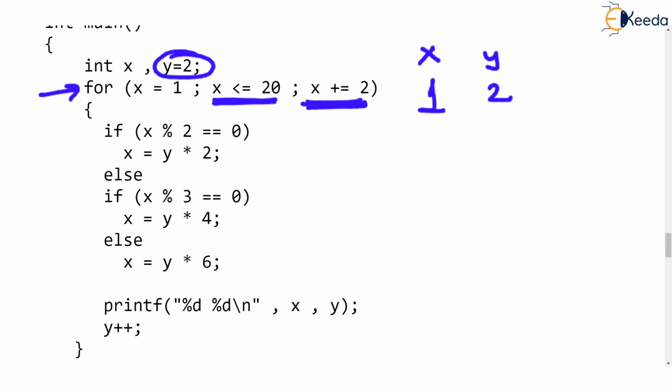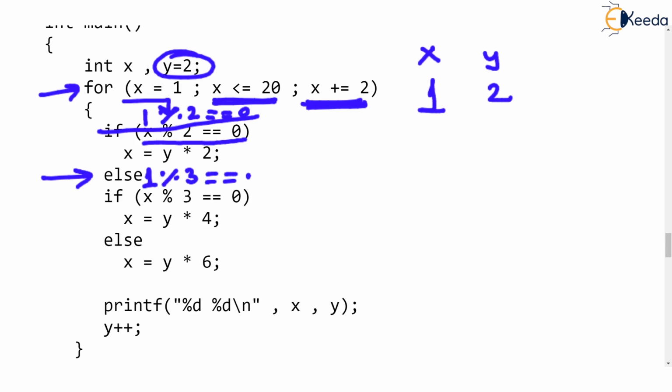Okay. So loop starts with x equal to 1 and we are checking is x percent 2 equal to 0. Now observe 1 % 2 equal to 0 is false because 1 % 2 is 1. So we land in else because this if is false. We now check is 1 % 3 because x is still 1. 1 % 3, is it 0? That's also false. 1 % 3 is 1.